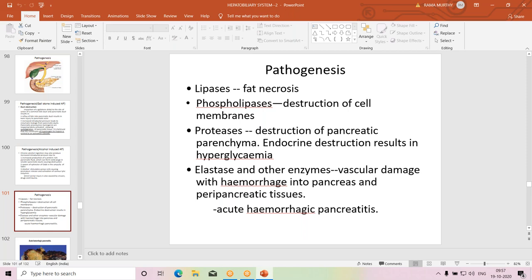For example, lipases cause fat necrosis. Fatty tissue contains neutral fat as esters of fatty acids; glycerol combined with fatty acid forms neutral fat. So the neutral fat in the fat cell is split by lipase. What happens? You will find glycerol plus higher fatty acids. So this leads to fat necrosis.